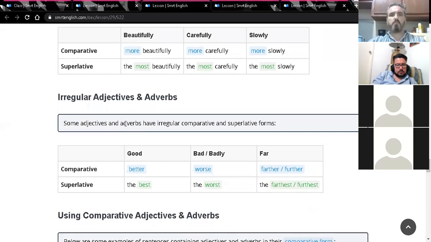Irregular adjectives and adverbs. Comparative, better. This is an adverb. Better, good, better, or the best. Bad, worse, or the worst. Far, farther or further, or the farthest, the furthest. Whatever you choose from these two is okay, it's correct. And this is for the distance. This is for something that is bad. And this is something that is good.